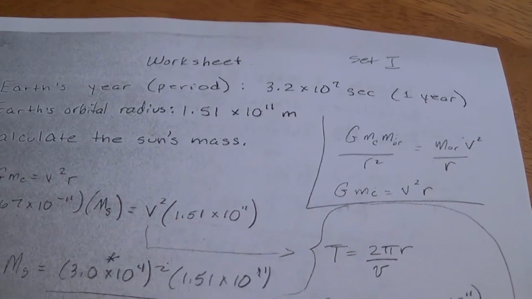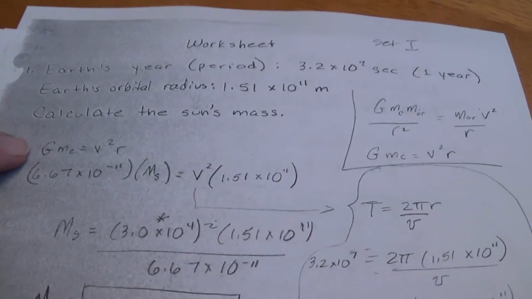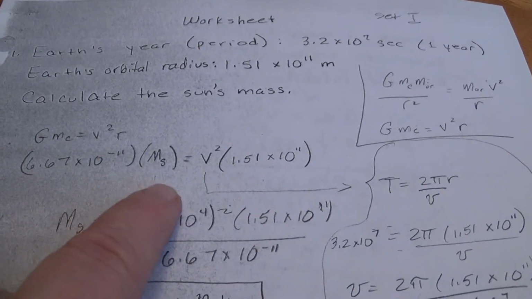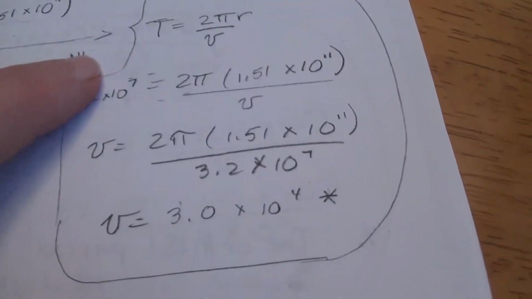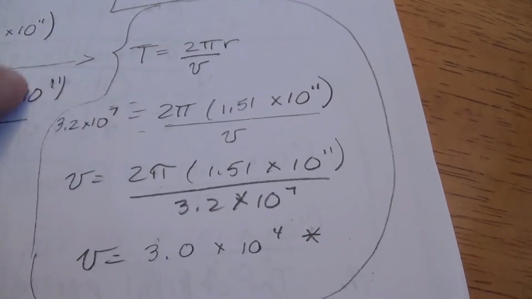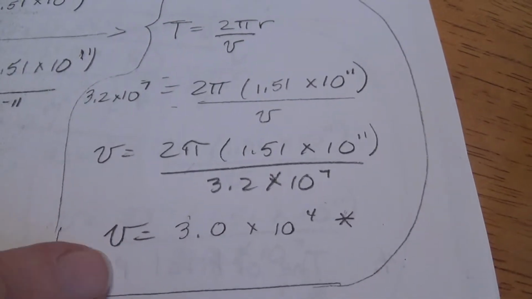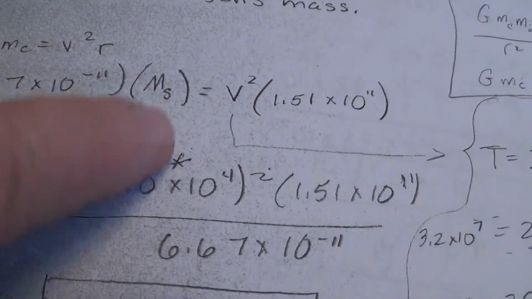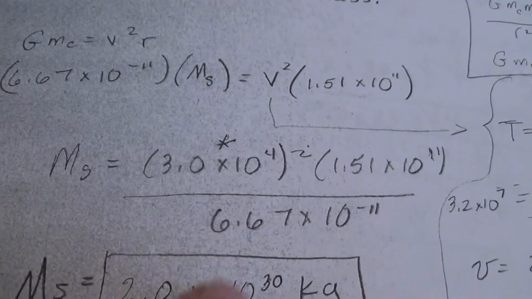Okay, here we are with set 1, and it turned out that we started with this formula which plugged in these numbers. We're looking for mass of the sun, but we need velocity. So we had to go over here because we know the period is 2 pi r divided by velocity, and we knew the period and the radius, and we can calculate velocity from that. So when we did that, we hopped back over here where we needed velocity and plugged it in. And then we could get the mass of the sun.